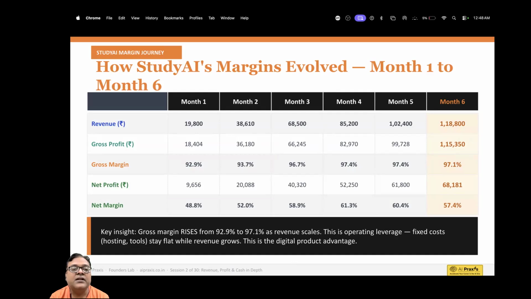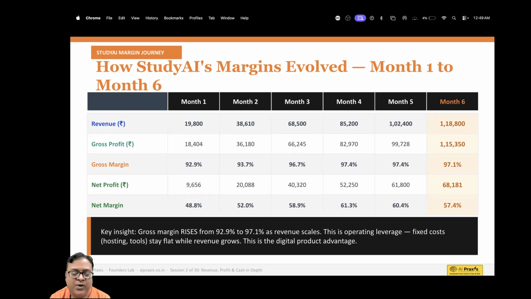So let us look at the margins, right, of Study AI from month 1 to month 6. The revenue in month 1 was 19,800, and by the time it was month 6, the revenue was 1,18,800, closer to 6 times. So if you look at the gross margin, from 92.96%, it actually increased to 97.1%. And the net margin also, which is 48.8% in month 1, actually increased to 57.4%.